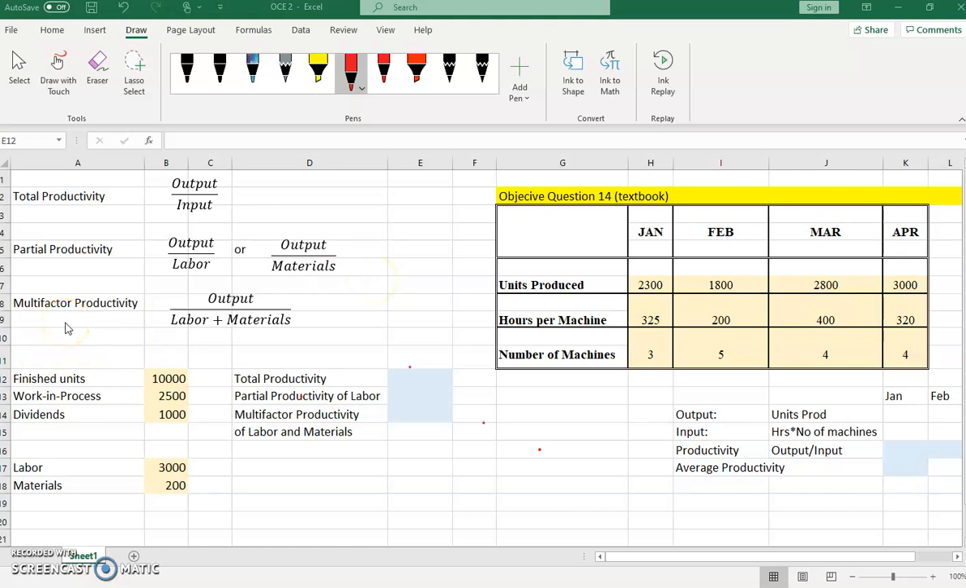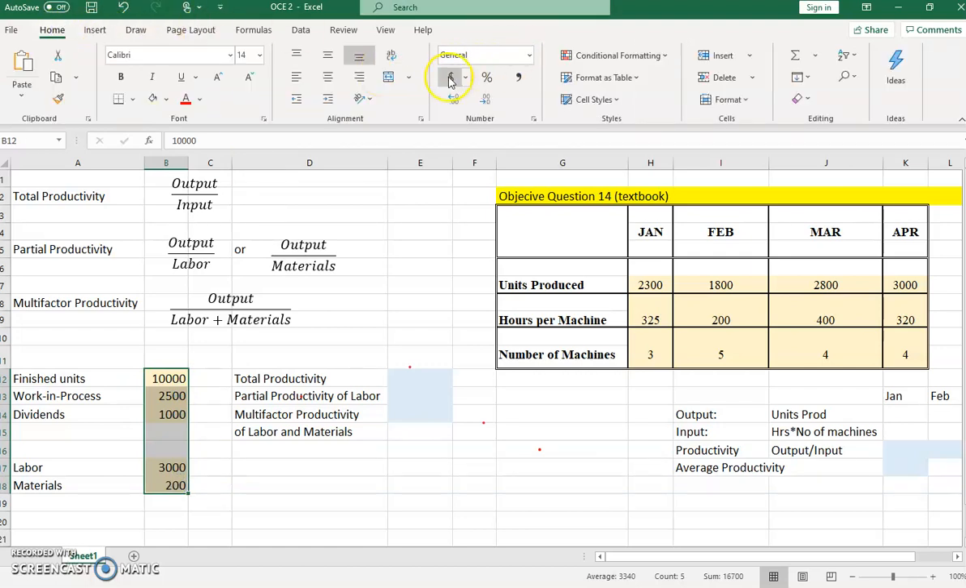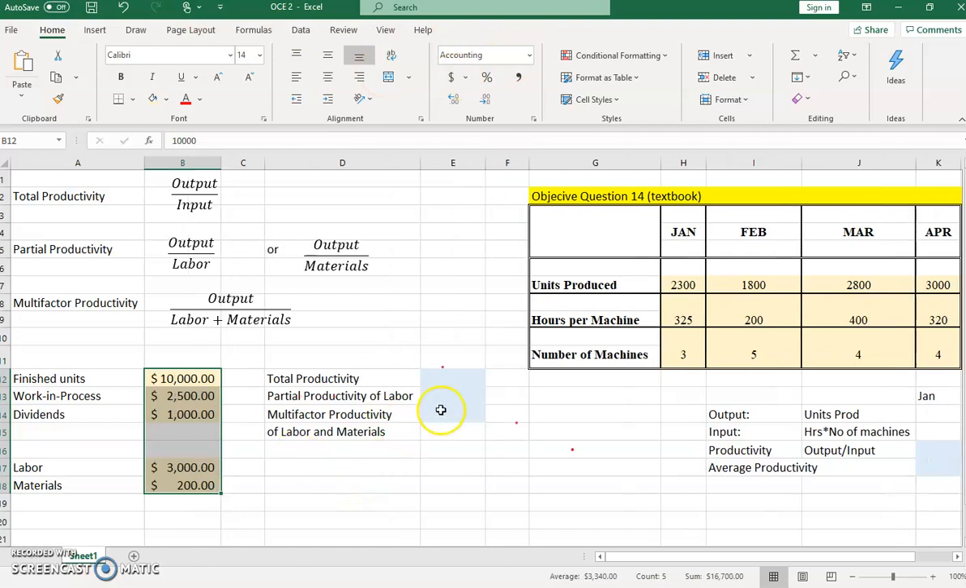A multi-factor productivity takes multiple inputs. So for instance, if I take the output, which is a total output, over the cost of labor and materials, that becomes multi-factor productivity. Let's look at it. So the first thing is I have finished units in this company as 10,000. These are all dollars. So I'm going to make it as dollars. Okay. And I'm going to look at the total finished units is 10,000.